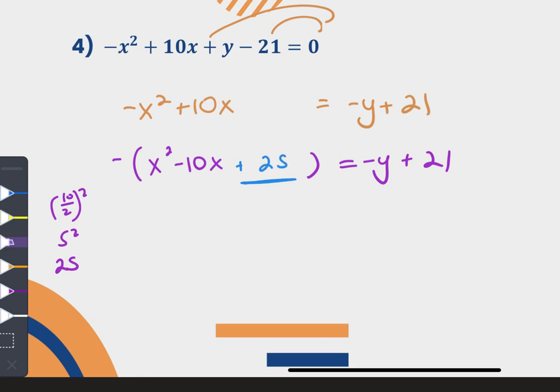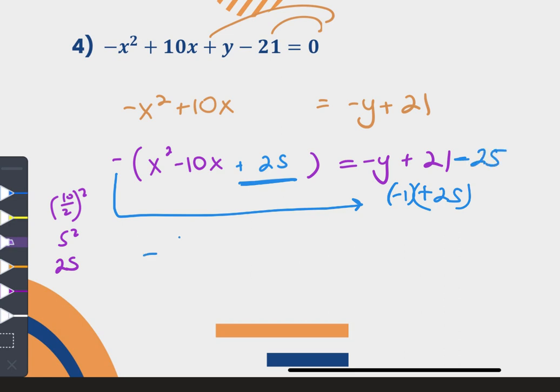So normally I'd add the 25 here and here, but I have to multiply by a negative 1 first, which means I am now subtracting 25. Now I factor the left side: square root the first, square root the last, take the sign from the middle, put it in parentheses and square it, and that would equal negative y minus 4.